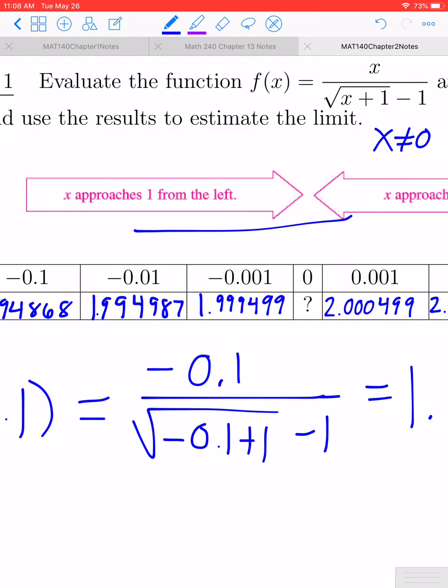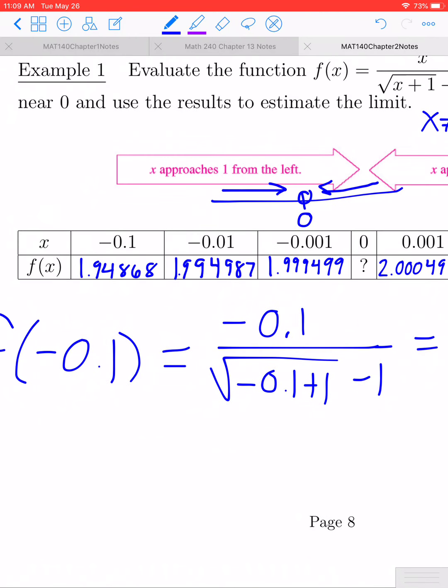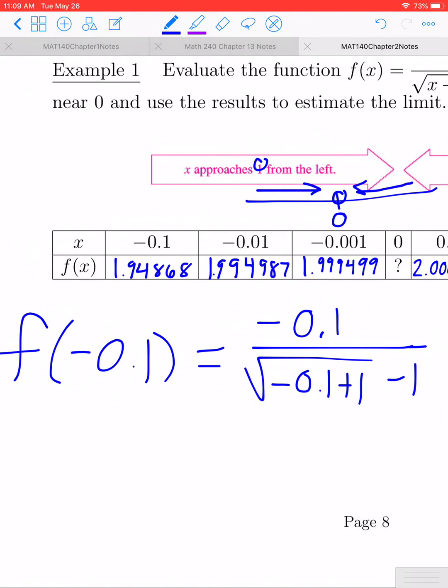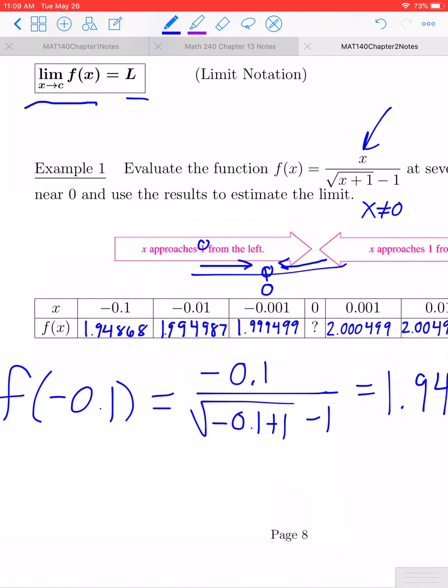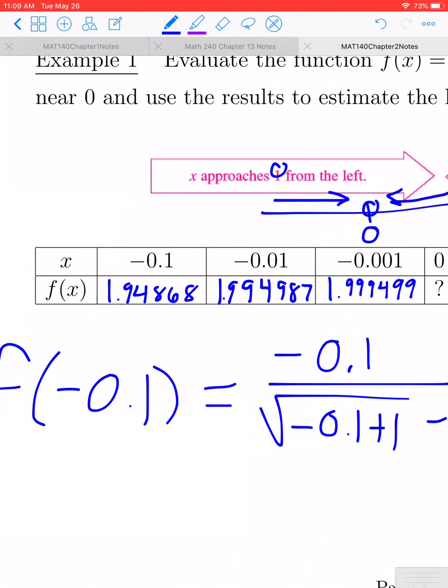So here's 0 on a number line. It's not in our domain, so I'm going to leave that with an open circle. Let's choose a sequence of values that's going to approach 0 not only from the left-hand side, but also from the right-hand side. For instance, if I plug negative 0.1 into the function, something you can easily do with a calculator, we would get negative 0.1 divided by the square root of negative 0.1 plus 1 minus 1, and we would get an output of about 1.94868. Okay.